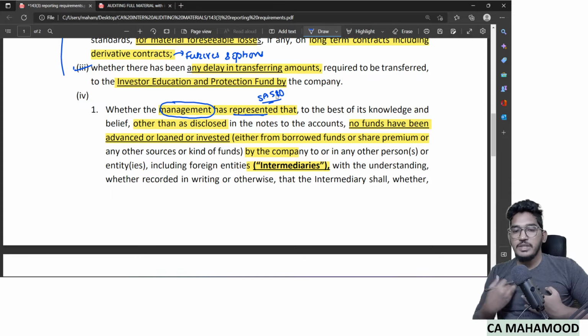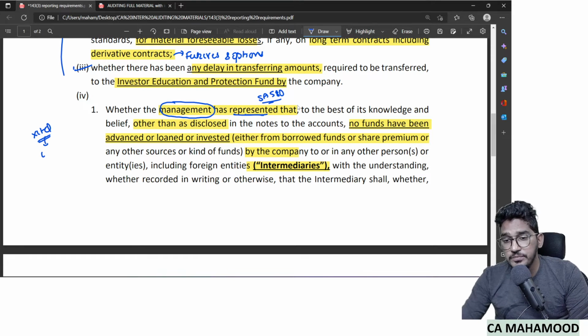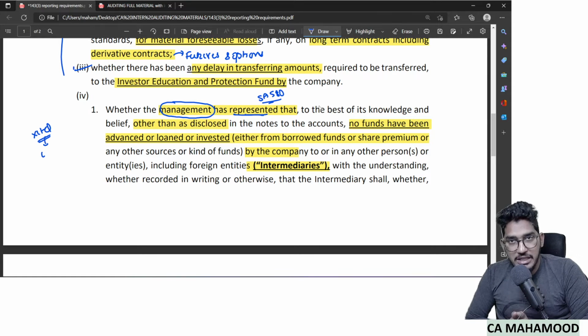Nothing but as an auditor, if I am conducting audit of the client X Limited, I should go to the management and ask them to give some confirmation to me, written confirmation. What written confirmation? To the best of its knowledge and belief. To whose knowledge and belief? To the best of management's knowledge and belief. That means to the extent management know and believe.